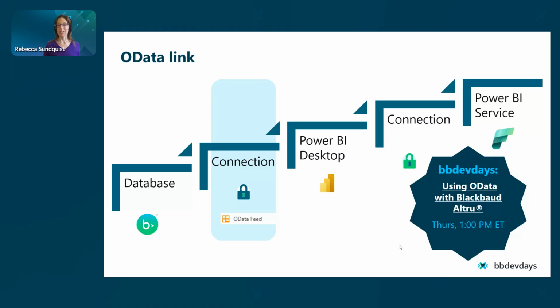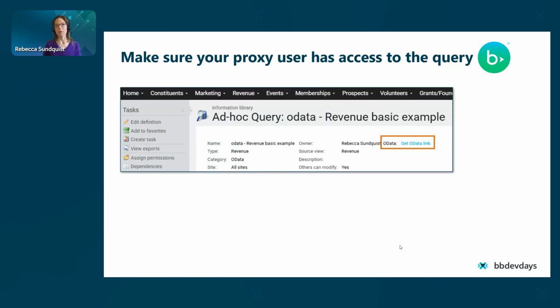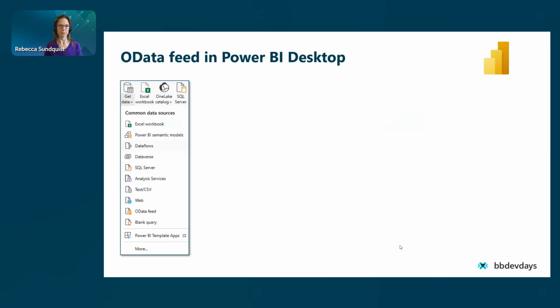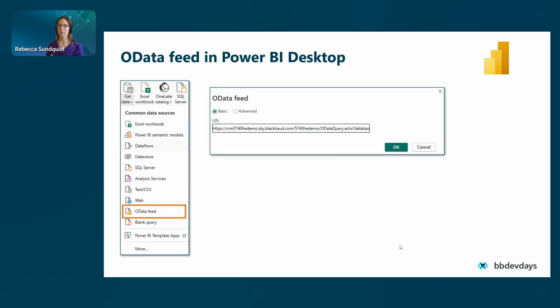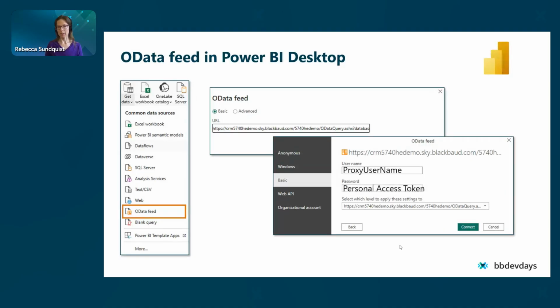So we're talking about making a connection through Power BI's OData feed option. You'll be able to grab that OData link from your ad hoc query, but make sure that the permissions say that your proxy user is going to have access through their role. Now in Power BI Desktop, you're selecting the OData feed option and then dropping in the URL that you copied from the OData link. And this is where you're going to use basic authentication with the proxy user's name and personal access token.